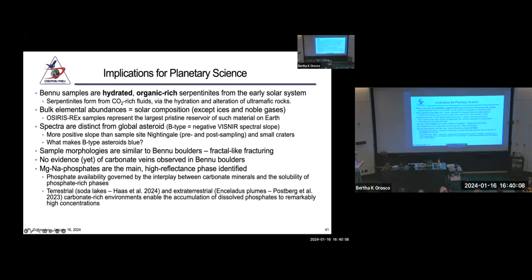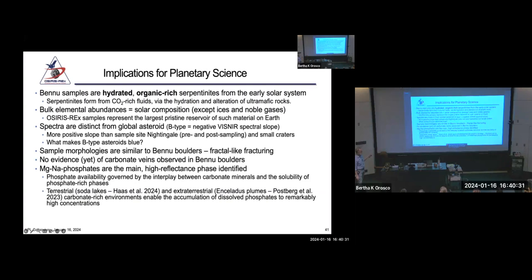The bulk elemental abundances are solar, except for the ices and noble gases. And so we now have this awesome, pristine reservoir for future chemical investigations. The spectra are distinct from the global asteroid, which has this negative spectral slope, making it a B type. It's more positive even than Nightingale, even post-sampling, and redder than the small craters.